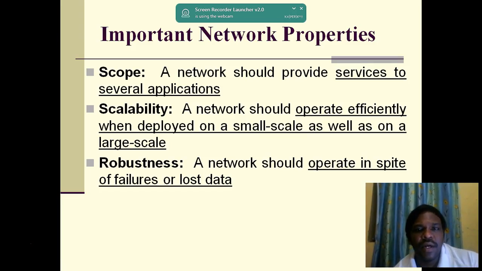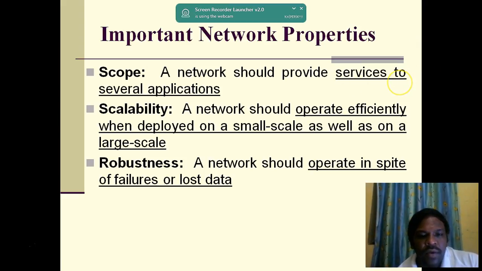So these are the important network properties. You should have different services from the network. The network should provide different applications, different services. Initially you may model a network, and it should operate not only for a small number of nodes but also for a large number of nodes. Day to day, the number of people connecting to the internet or network may increase. Even then, whatever network you model, it should work.